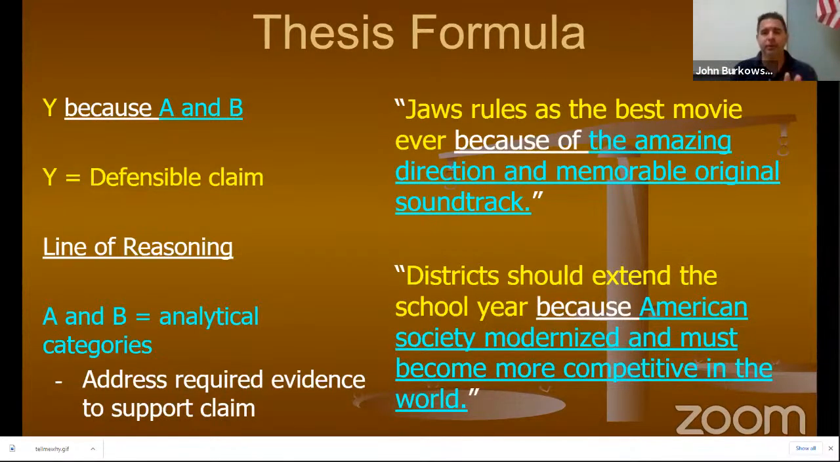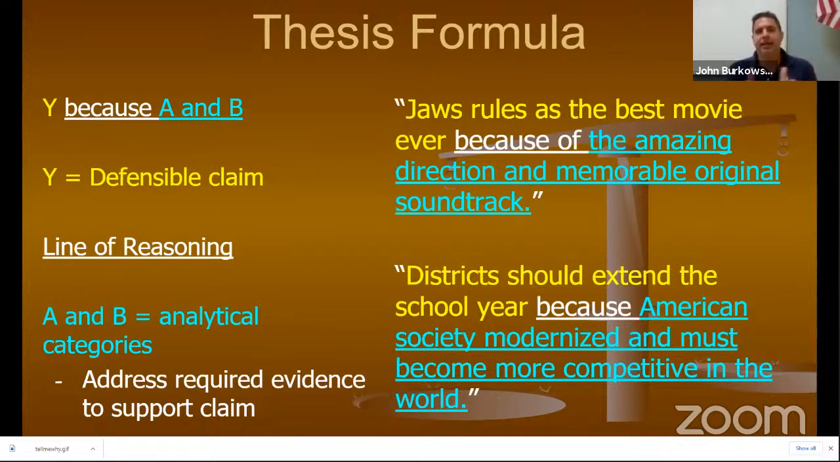And maybe you're familiar with this. Maybe you're familiar with the thesis formula. Your teachers probably used it. You've probably seen it in some form or fashion in another AP course. I just want to simplify it in the sense of, well, what does the rubric need? So here we go.